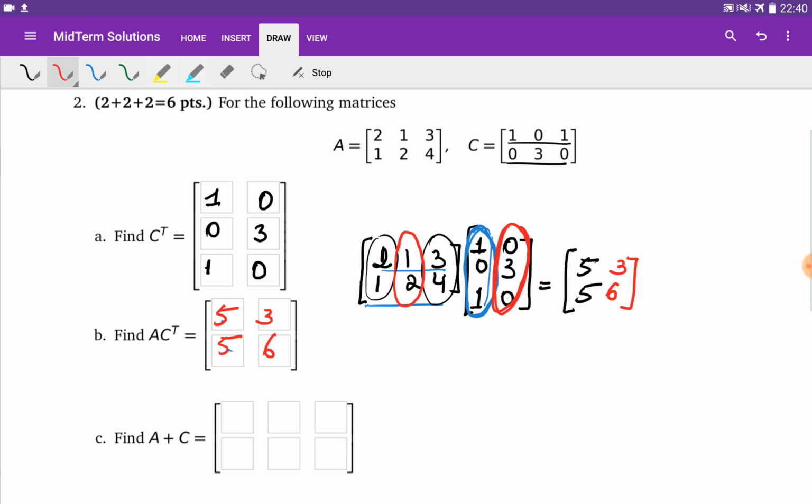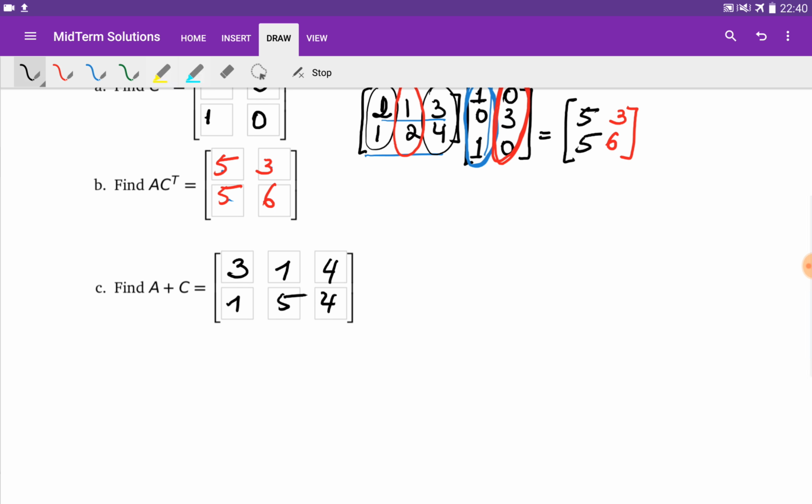So in the last part, we need to add A to C, so we can do this component-wise. Every component of the A matrix is going to be added to every component of the C matrix. So we're going to obtain the following matrix: 3, 1, 4, 1, 5, 4.